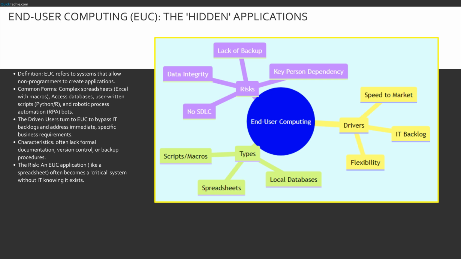Let's deep dive into end-user computing. EUC isn't just typing a memo, it's when a user acts as a developer. The most common culprit is the spreadsheet. If a finance department uses a spreadsheet to calculate quarterly revenue, and that spreadsheet contains complex formulas and macros, it is an application. Why do users do this? Speed. They cannot wait 6 months for IT to build a report.